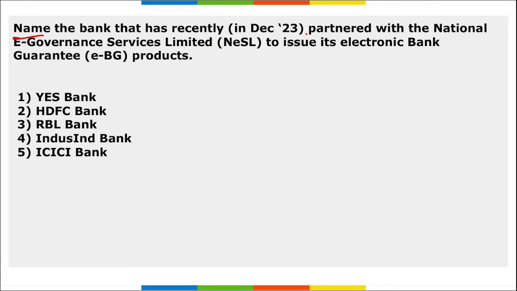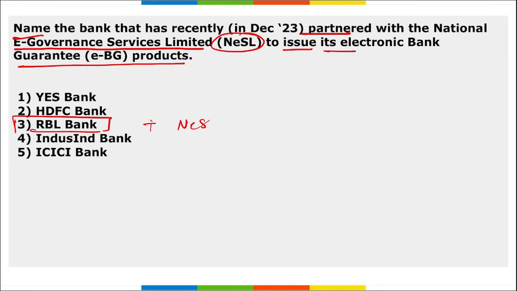Next, name the bank that has recently partnered with the National E-Governance Service Limited, that is NESL, to issue its electronic bank guarantee products. It is RBL Bank. Right? RBL Bank entered into a partnership with NESL to issue electronic bank guarantees. These EBGs are bank guarantees where, when a bank provides this guarantee on behalf of a company, and if the company fails to make the payment, then the bank will give that payment.